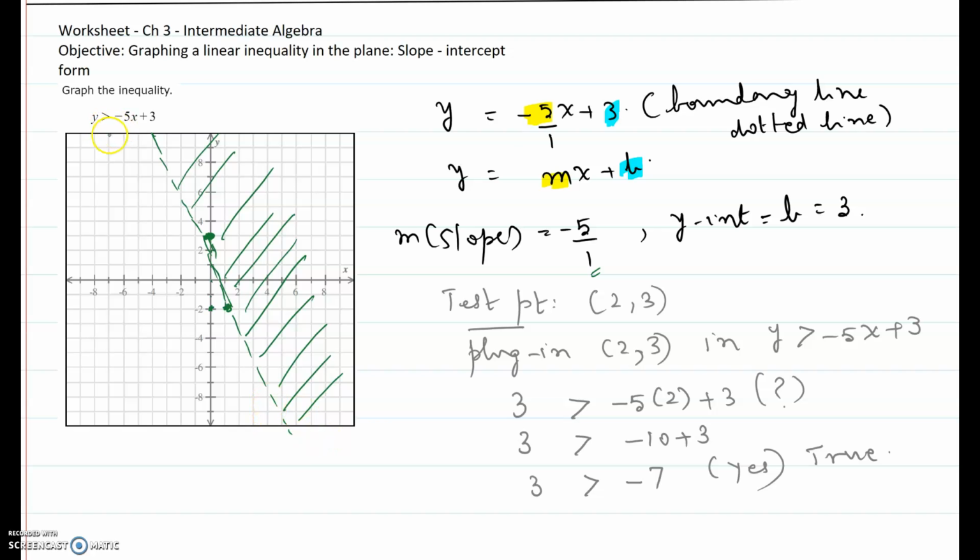If it is greater than or equal to or less than or equal to, then the boundary line will be a solid one. Usually, if the inequality has the greater than symbol, then you will be shading above the line. If it is the less than symbol, you'll be shading below the line.